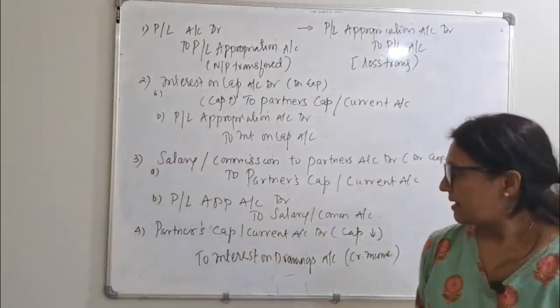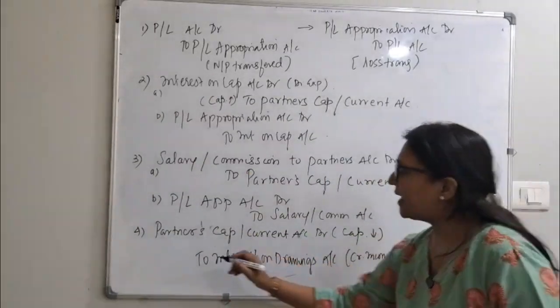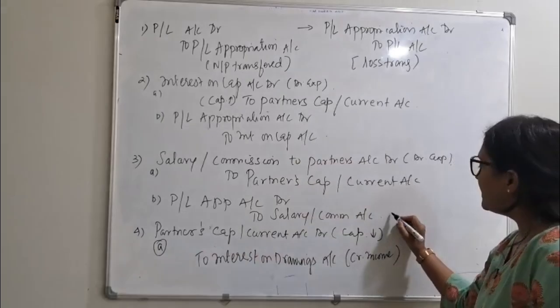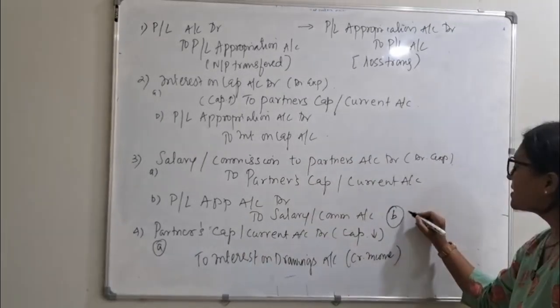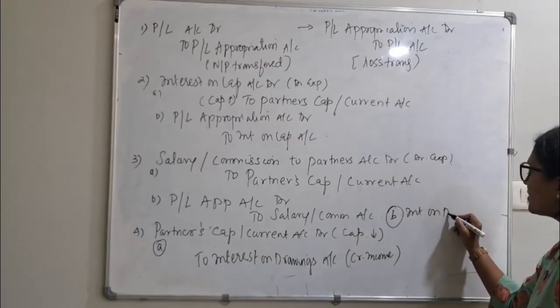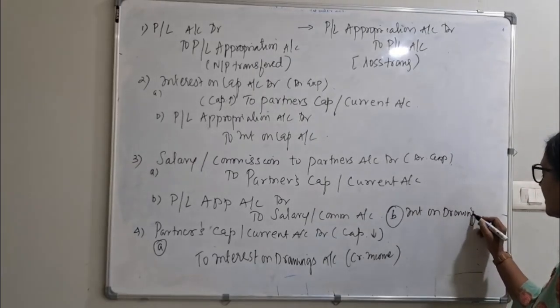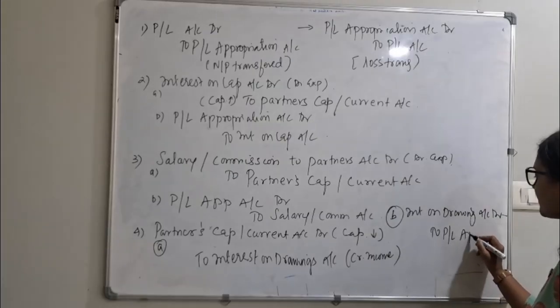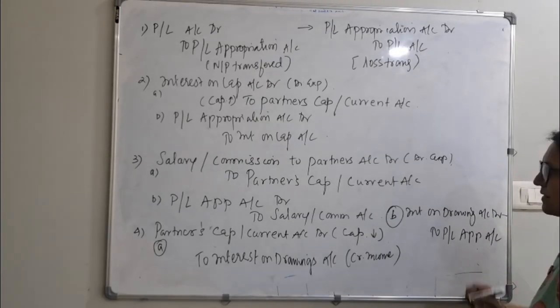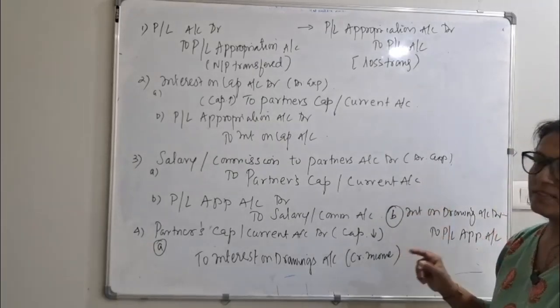Fine. Same thing. Now this is the A entry. What will be the B entry? B entry will be when it is transferred to profit and loss appropriation. So it will be interest on drawings account debit to profit and loss appropriation account, transfer entry. Let's copy down this.